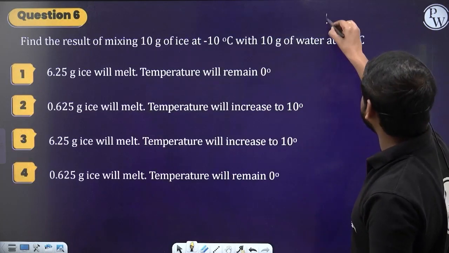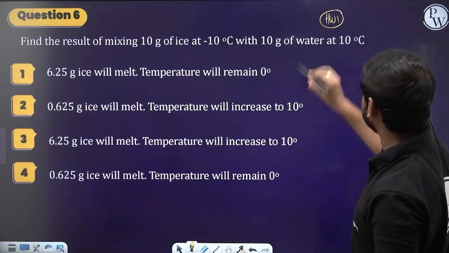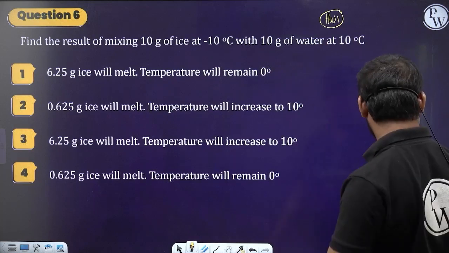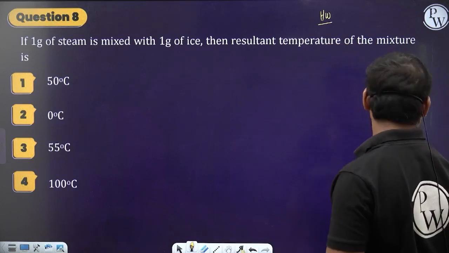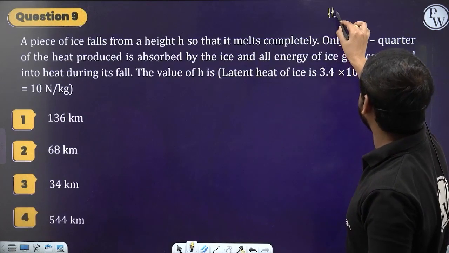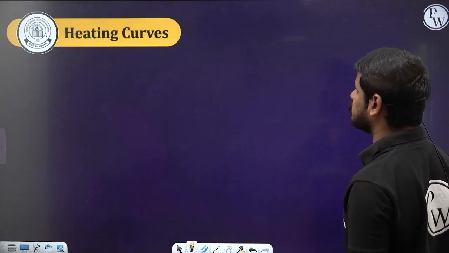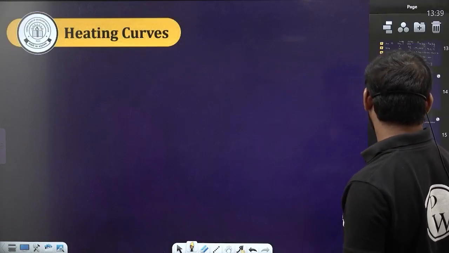So this question you guys can take as homework. Actually I'm not feeling well, so I'm going to wind up the session here. This question also you take as homework. Simple concepts only, you guys can try it on your own.